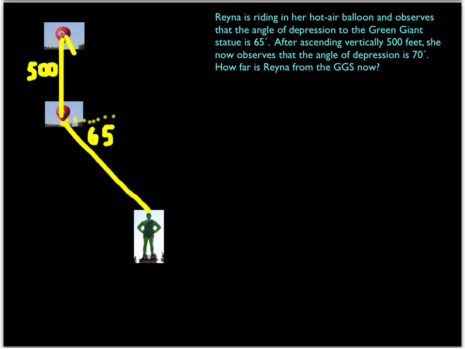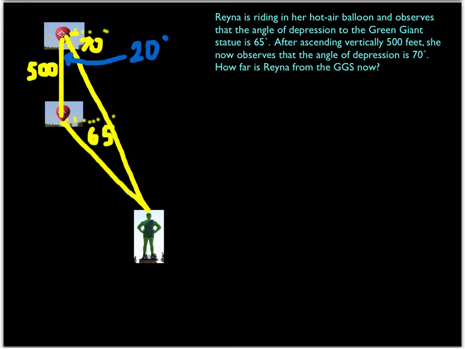And then her next angle of depression, looking down again to the green giant, again the angle of depression would not be the actual angle of the triangle, but that's going to be 70 degrees right in here. So if we think about the angles we're going to use for this particular triangle, the one that we want is going to be right in here. That's not going to be 70, but we're going to use 20 degrees because it does form a right angle in here, and actually the one that's part of the triangle would be the 20 degrees.